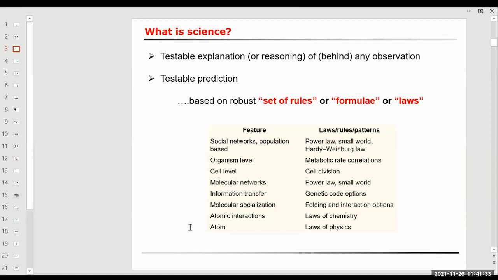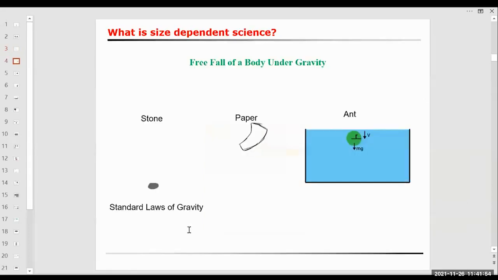Okay, because we want to discuss nanoscience and technology, that as we stated is at a small length scale called nanoscale. We'll see what that is. But in order to understand that, we need to figure out what science at small length scale is. That is very important. So I'll try to explain this using one example, free fall of a body under gravity.